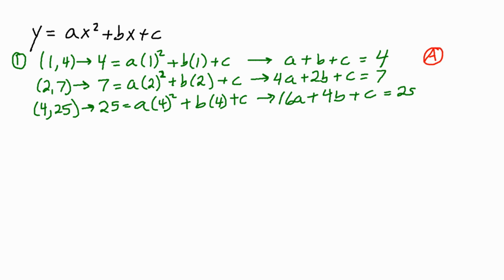My first equation, I'll call it A, is a plus b plus c equals 4. My second equation that I'm going to call B is 4a plus 2b plus c equals 7. And then my third equation that I'm going to call C is 16a plus 4b plus c equals 25. Now we want to work it the way we've been working the problems in this section, by eliminating a variable, then eliminating a second variable, and solving. It's going to be easiest to eliminate c since they're all 1c.